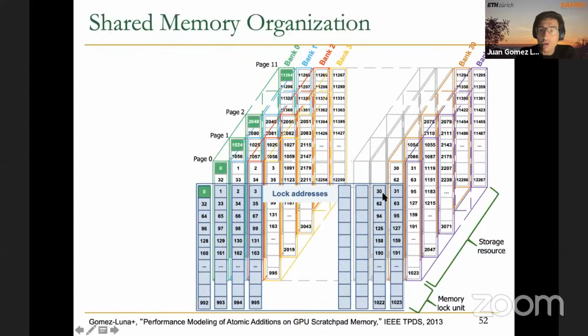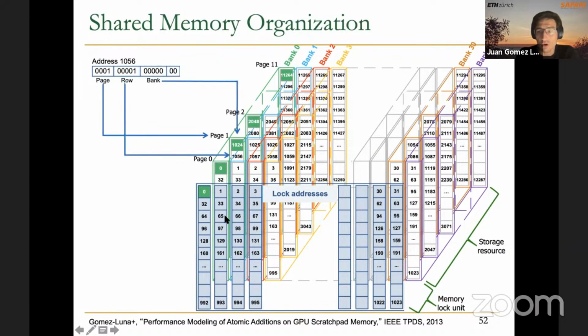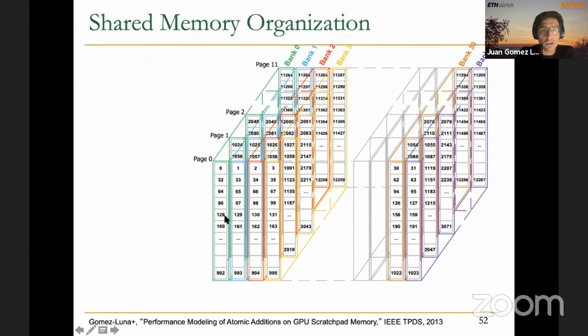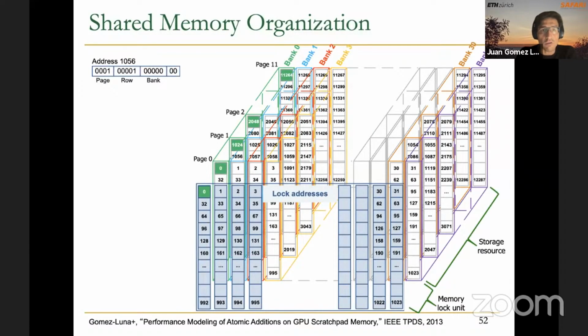And we also know from the previous slide that in shared memory we have the storage resource, and also we have a memory lock unit. And in the memory lock unit there are some lock bits. In total, in this picture we have 1024 lock bits. So as you can see, if we take any address, for example, address 1024, this part here points to the page, this part here points to the row, and this tells us what's the bank.